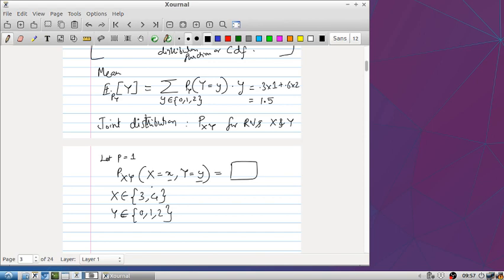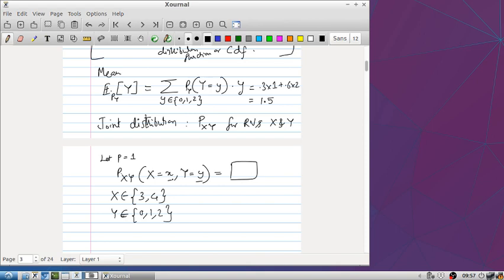Then for every value, little x and little y, just take these. What is the probability that x takes value 3 and y takes value 0? There should be some number. Similarly, there should be numbers. So the total number of such assertions would be 2 times 3, 6 such numbers you need to fill in, and they also should sum up to 1.